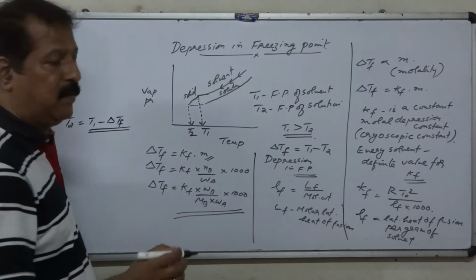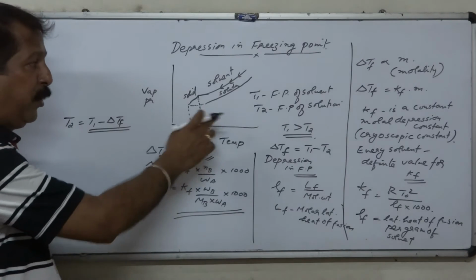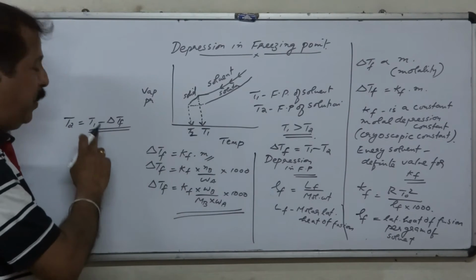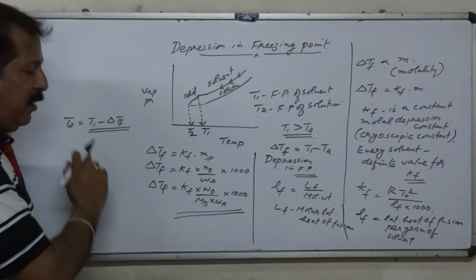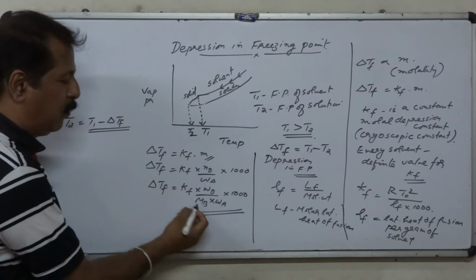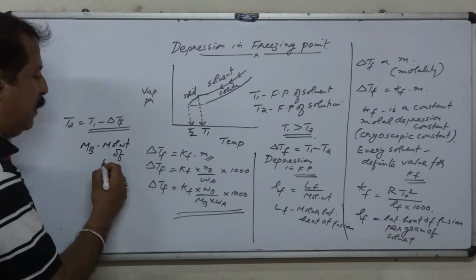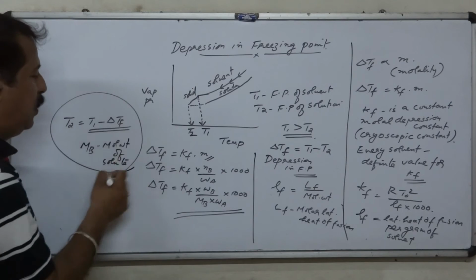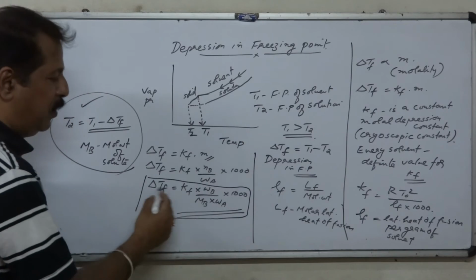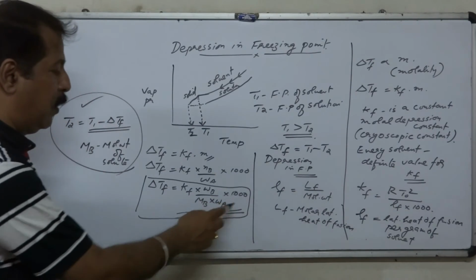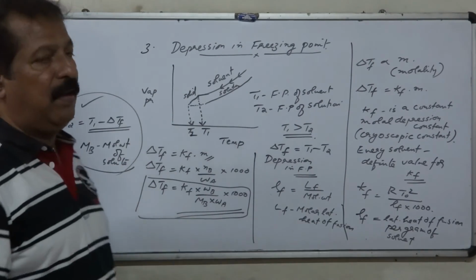Remember that in the previous case, for boiling point, we had T1 plus delta TB, but here T2, the freezing point of the solution, is a lowering of freezing point, so we have to subtract from T1. T1 minus delta TF, you can calculate T2, and at the same time you can calculate Mb, the molecular weight of the solute. So these two can be calculated using this expression: delta TF is equal to Kf into Wb into 1000 divided by Mb into Wa. So this is the third colligative property, depression in freezing point.